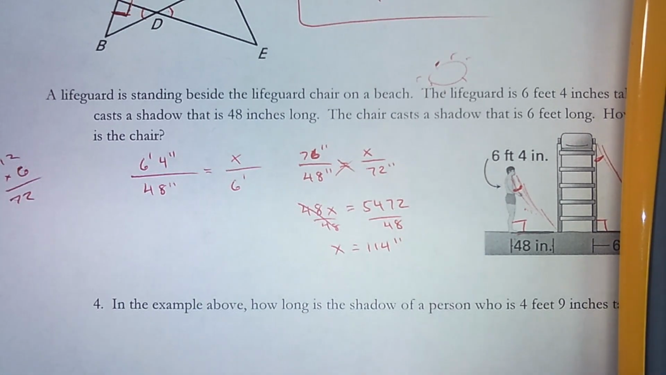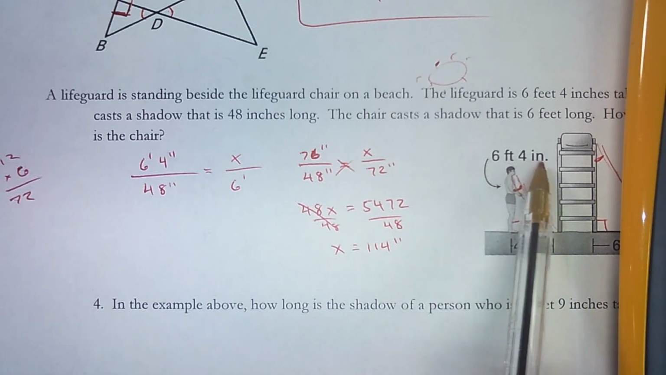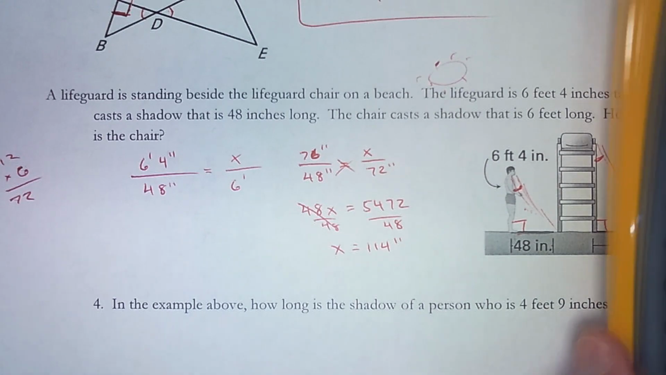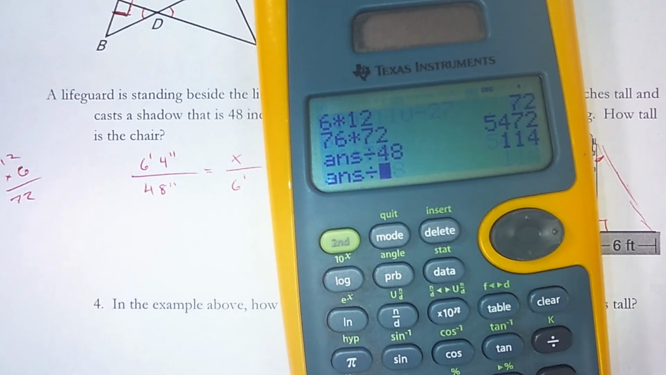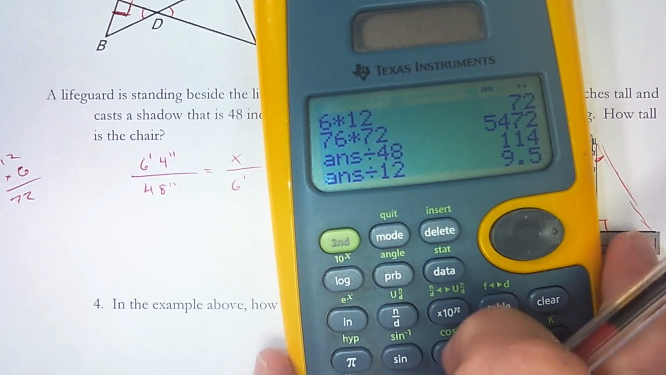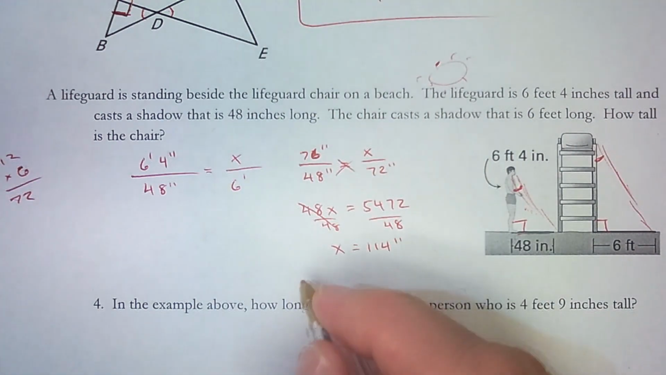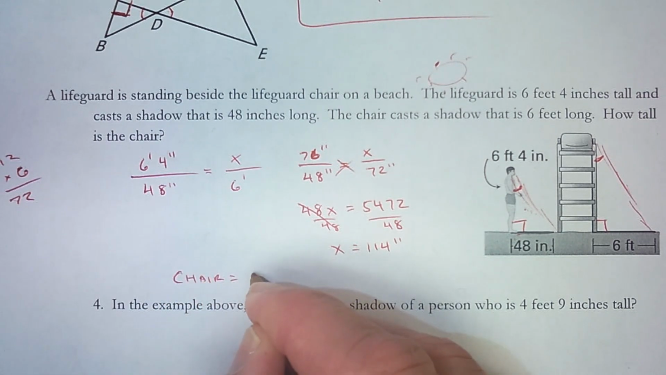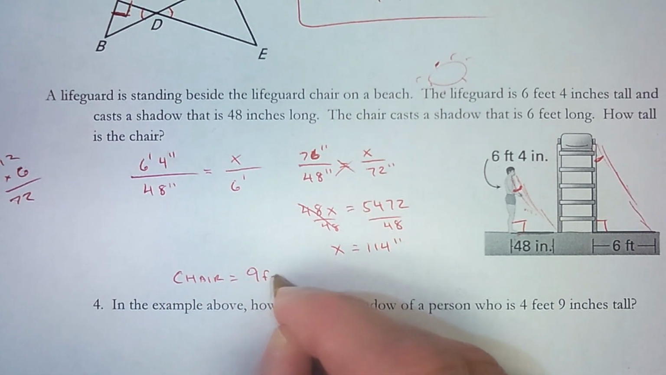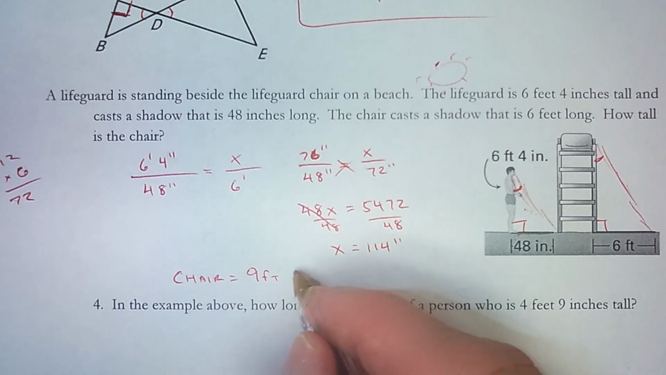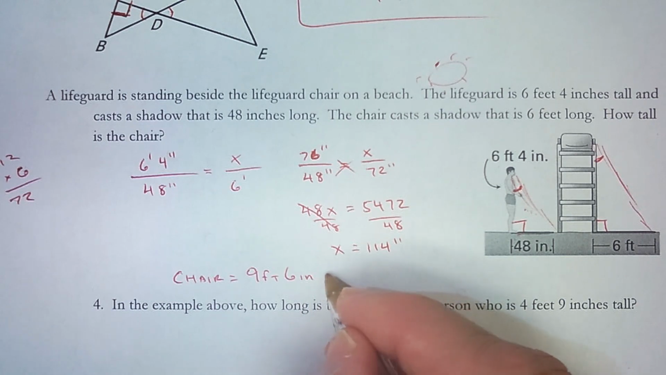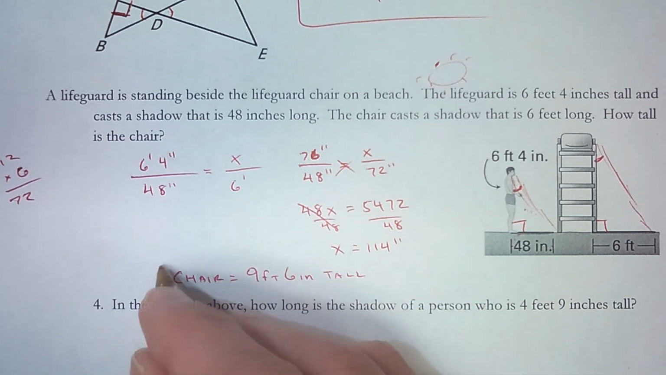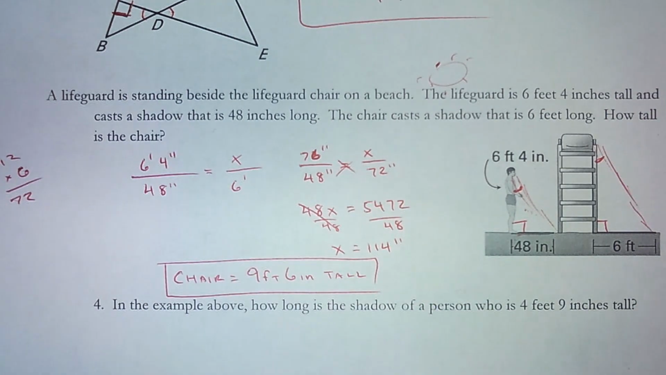inches tall. Now, let's put that into feet and inches like we have here for the lifeguard. So let's divide that by 12 to get it into feet, and it's 9.5 feet. So the chair is 9.5 feet, which is 9 feet, and then 0.5 feet, that's a half of a foot, so 6 inches tall. So there is the height of the chair.